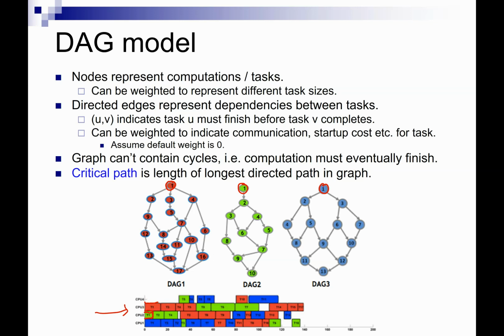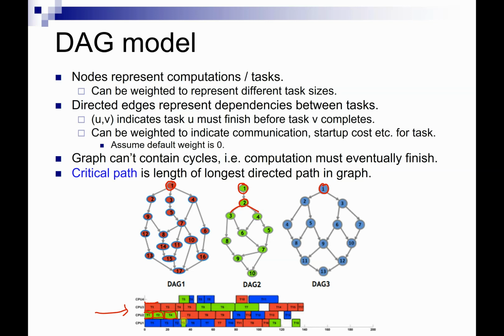Once you're done with the green T1, you can run the green node 2. After you're done with the green 2, you actually have 2 tasks available to you. You can either run 3 or you can run the green 4. In this example, we're choosing to run T4 first. You don't have to run T4 first.